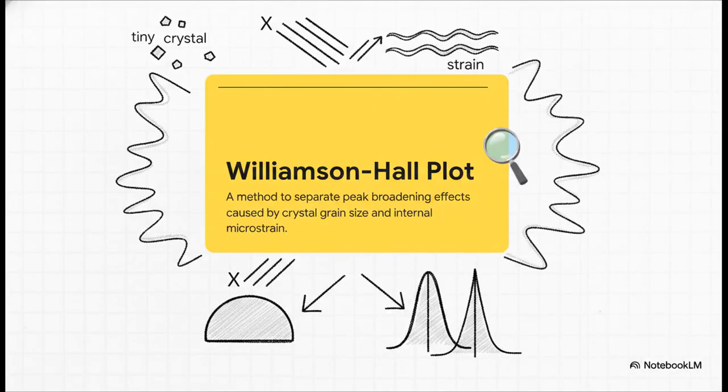And this is where things get really clever. It turns out two different things can make a peak wider: having really tiny crystal grains and having a lot of internal strain. The Williamson-Hall plot is this ingenious analytical trick that lets scientists untangle those two effects so they can measure each one all by itself.